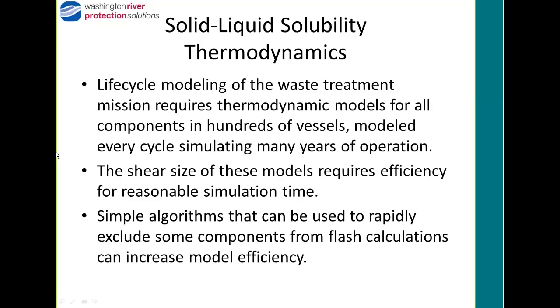The sheer size of our models, because of the large number of components and the large number of vessels, requires really efficient models. And that's something that we have not been really good at in the past, and we're really just starting to try to make more efficient models so that we can actually solve different potential mission scenarios in less than a week. So one of the things we're looking at is simple algorithms that you can use to sort of rapidly exclude some components from a flash calculation. And that's some of the approaches that we're looking at right now.